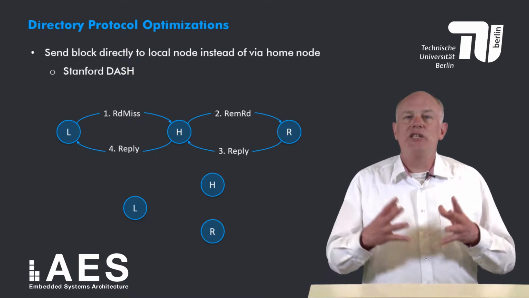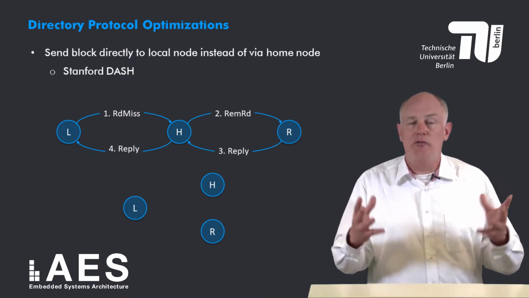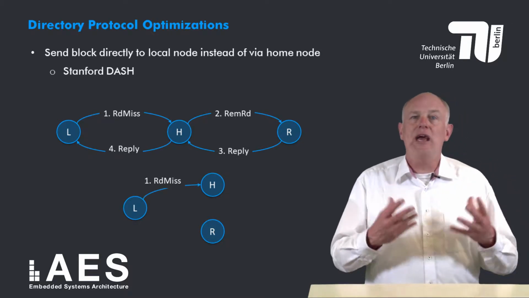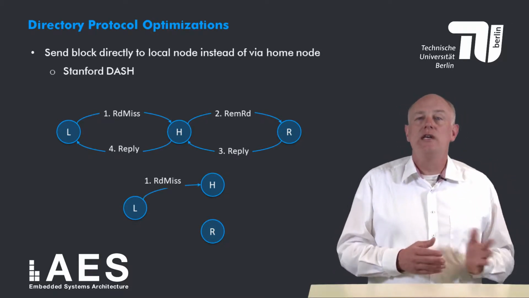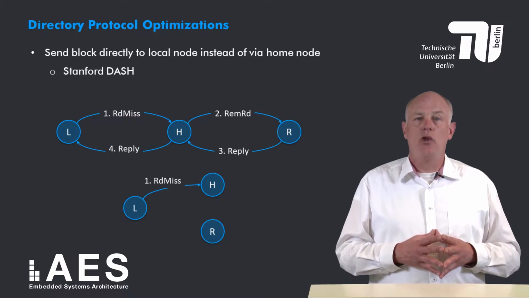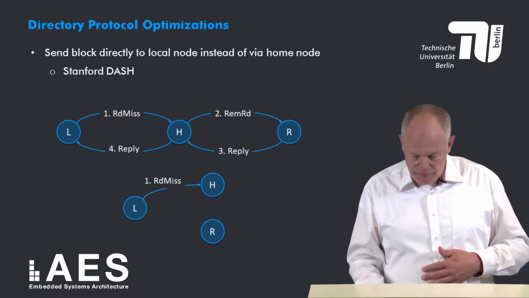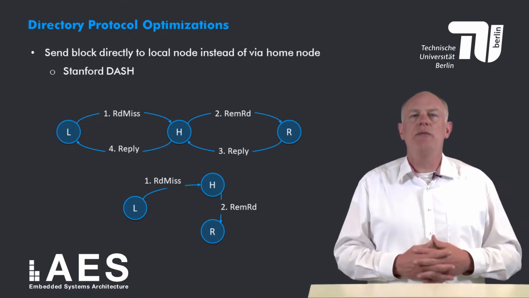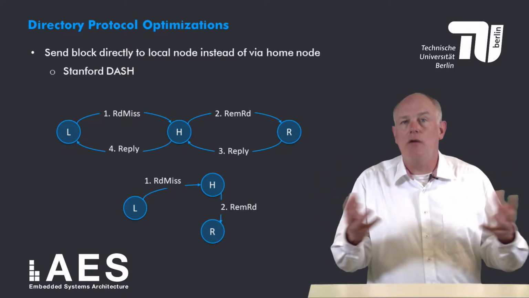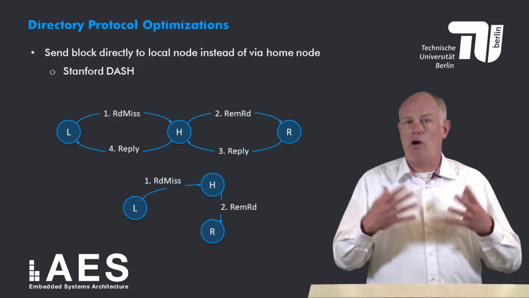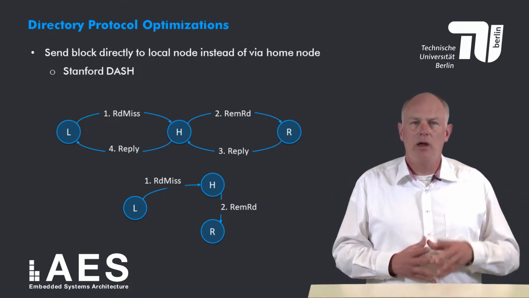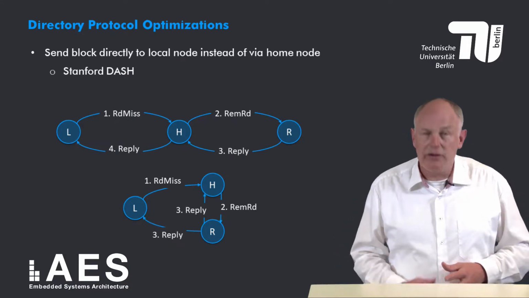In the Stanford Dash protocol, this is reduced to 3 network traversals as follows. The first phase is the same. The local node sends a read-miss message to the home node. The second phase is also the same. The home node, upon receiving the read-miss message, discovers that it is dirty at a remote node R and forwards a remote read message to R. The third phase is different.